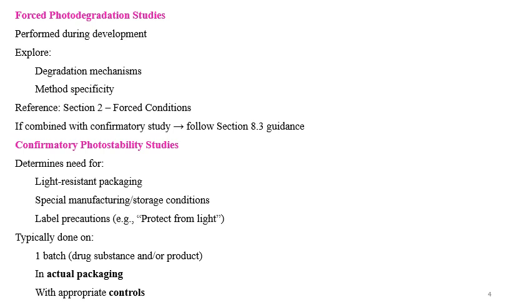Now see the forced photodegradation studies. These are performed during the development phase to understand the degradation mechanism and to prove the method specificity. There is a reference in section 2 for forced degradation conditions in the ICH Q1 guideline. If it is combined with the confirmatory study, then guideline section 8.3 is required to be followed.